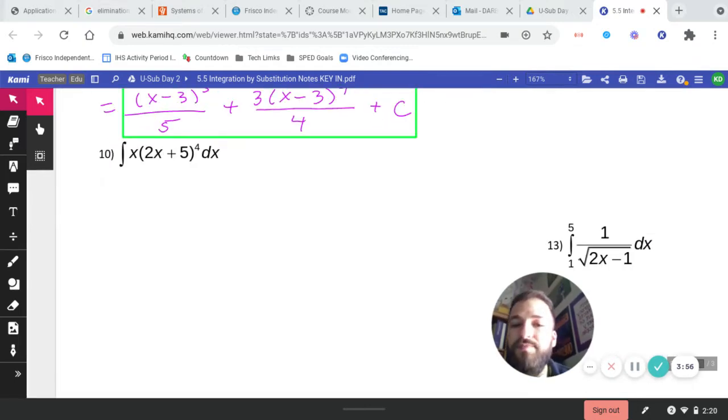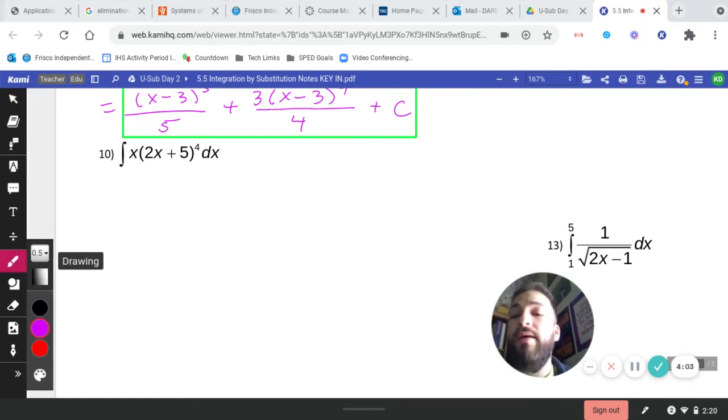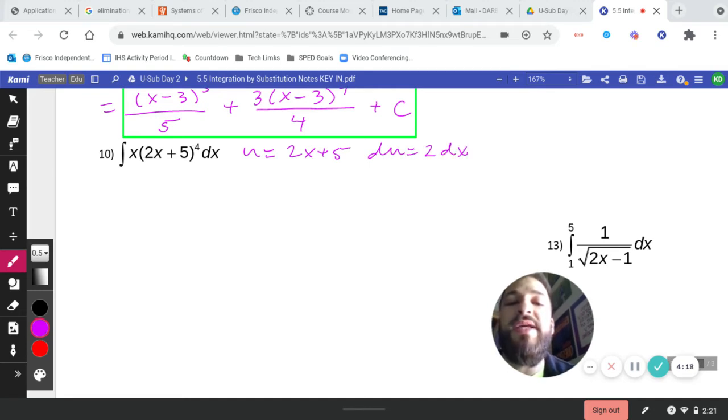Let's look at 10. So we have x times (2x plus 5) to the 4th. Once again, we can see pretty clearly the derivative of 2x plus 5 is not going to leave us with an x, so we're going to have to replace. But let's go ahead and take out our u. So u is equal to 2x plus 5, which means du is equal to 2 dx, which means du divided by 2 is equal to dx. I already know that x isn't going to cancel out because I'm plugging in du over 2, so I'm not going to get that x to cancel out.